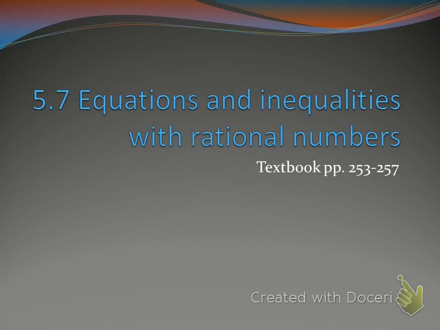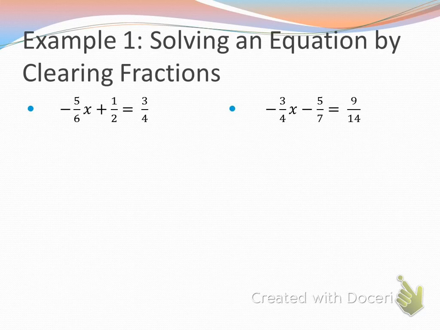Alright, today we're in section 5.7, solving equations and inequalities with rational numbers. In example 1, this should look familiar to you, because we're solving these equations by first clearing the fractions. So I need to find the LCD among these three numbers, 6, 2, and 4. What would be my LCD? 12. It would be 12.